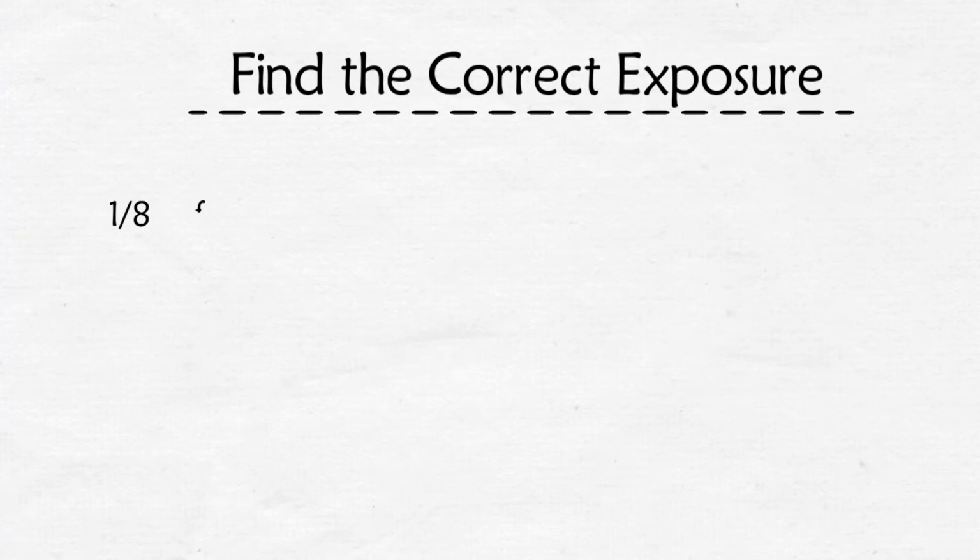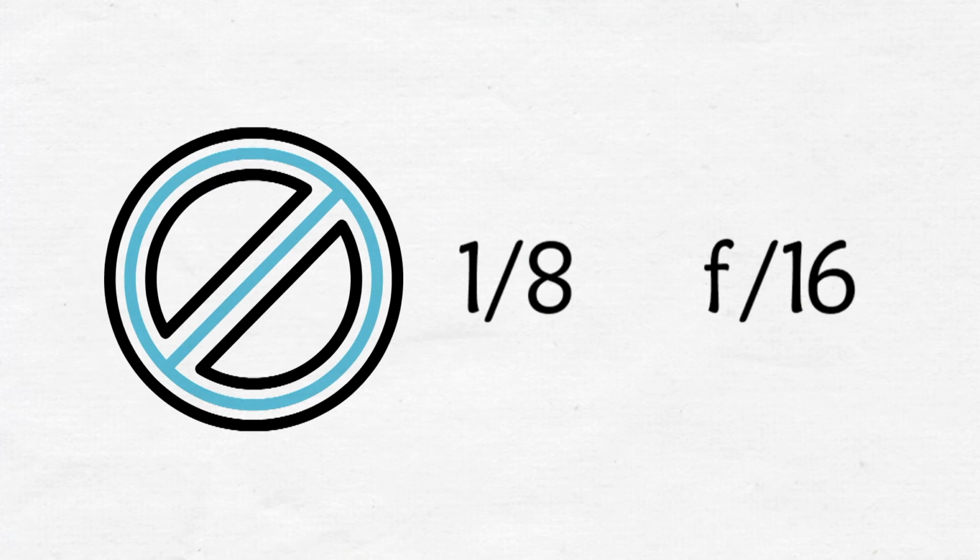The question is, my shutter speed is 1/8 and my aperture is f16, right? Now, I don't want to shoot at 1/8. I want to shoot at 1/125th of a second. What would be my aperture? I'm sure most of you would get it right this time.